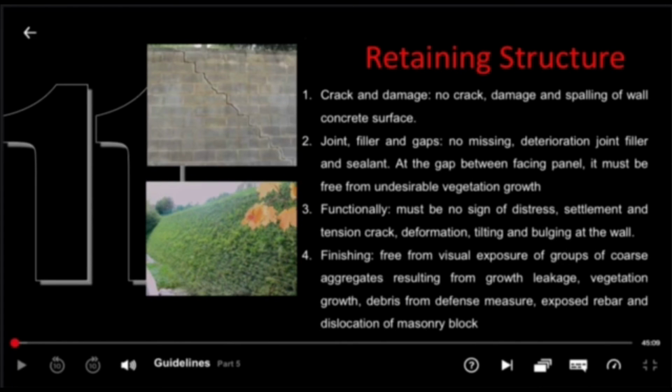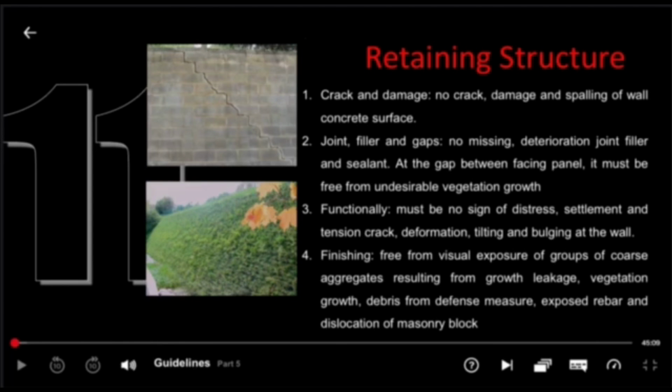Guidelines for retaining structure. First, crack and damage. Make sure there is no crack, damage, and spoiling of the wall concrete surface. Second, joint filler and gaps. Make sure there is no missing or deteriorated joint filler and sealant. The gap between facing panels must be free from undesirable vegetation growth.